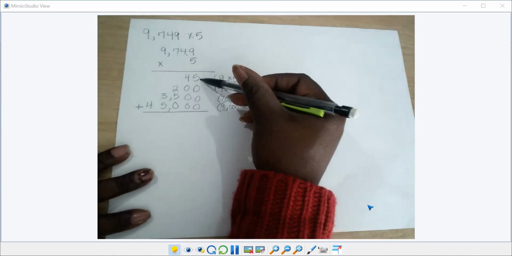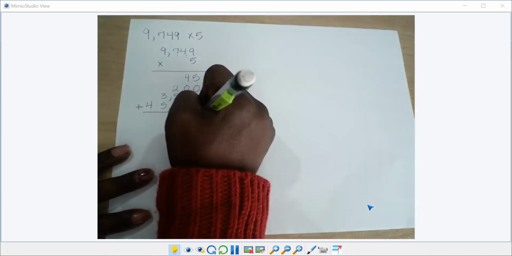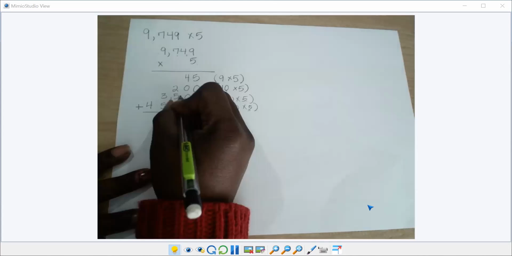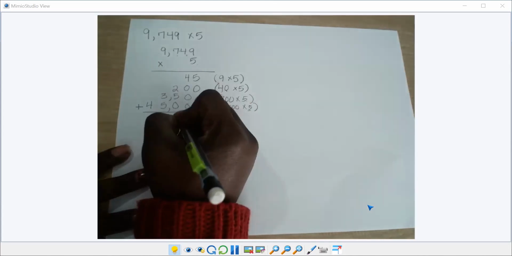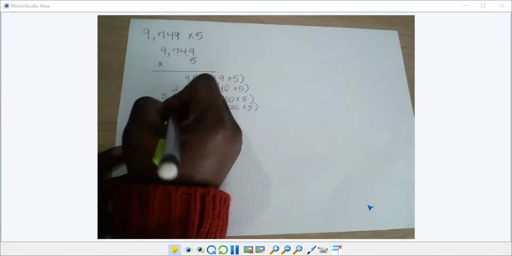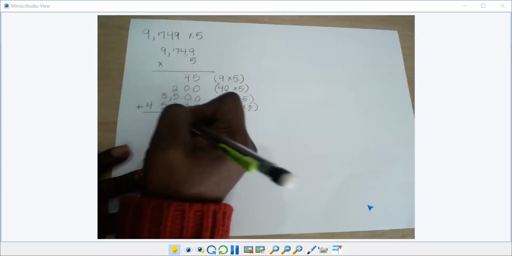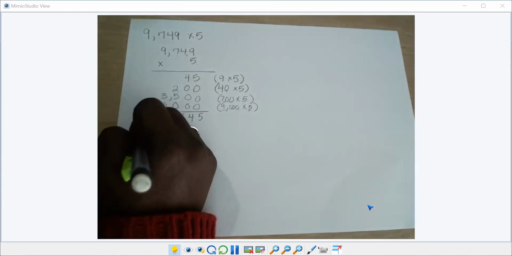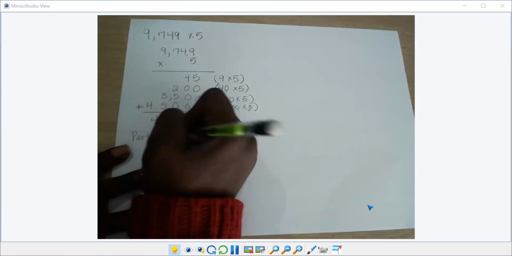Next, I'm going to add 5 plus 0 plus 0 plus 0 is 5. 4 plus 0 plus 0 plus 0 is 4. 5 plus 2 plus 0 is 7, comma. 5 plus 3 is 8. And then 4 plus nothing is 4. My answer is 48,745. This is what we call partial product.